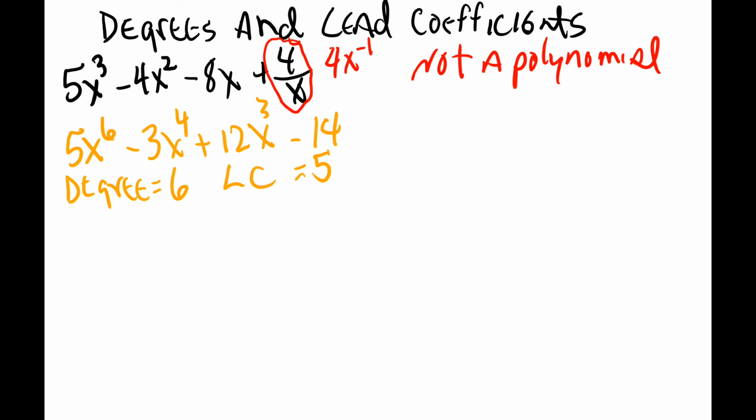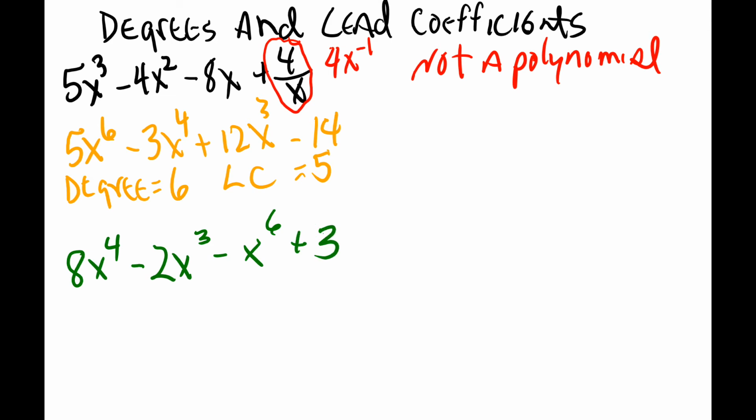Let's see, let's look at a third. This is guided practice 1C. Now here I've got x to the 4th minus 2x cubed minus x to the 6th plus 3.